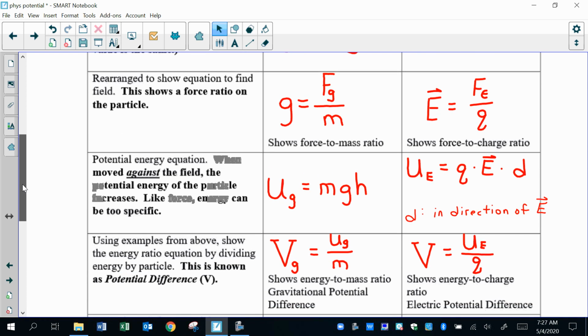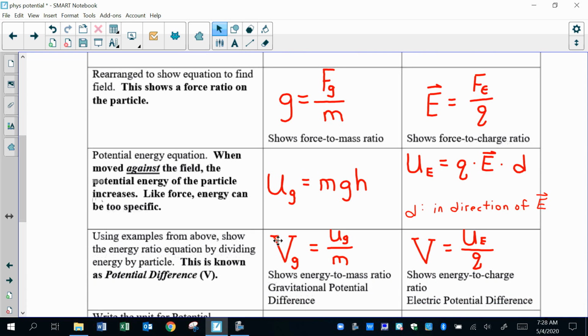Moving down, here's our new item, our potential difference. Potential difference, V, is an energy to mass ratio. So instead of a force to mass ratio, now it's energy to mass. So I have force and energy, which are specific to this one mass right here. I have field and potential, which are the ratios. I can find the field by using the mass, but g doesn't depend on what the mass is. Neither does V.